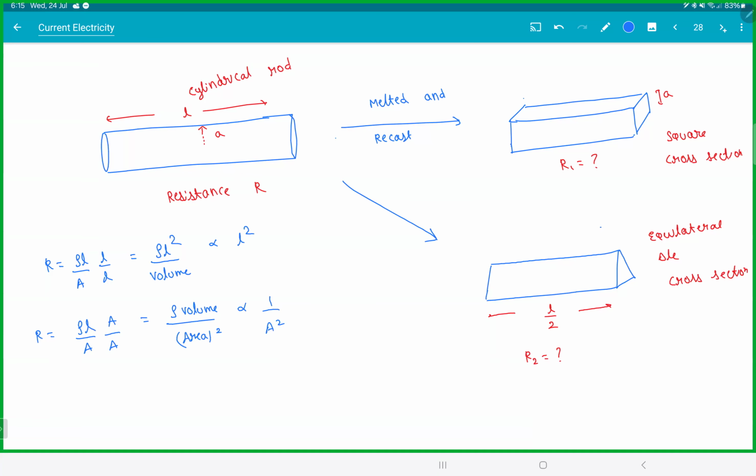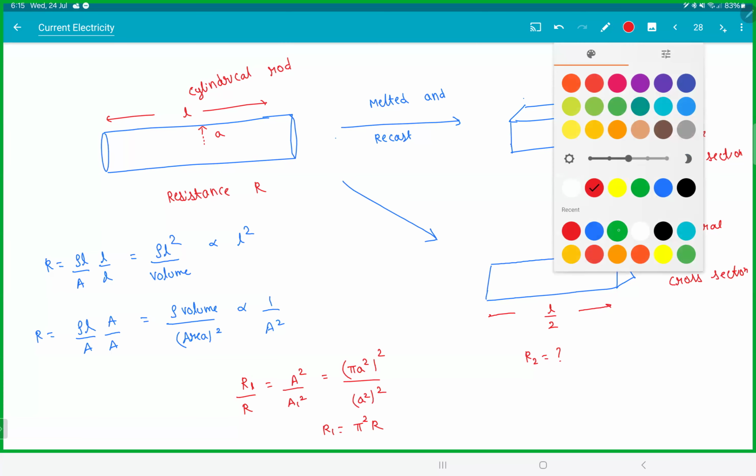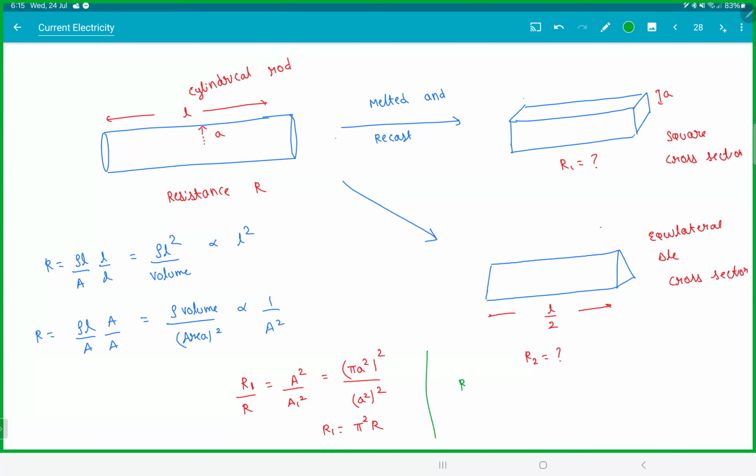In the first case, a side is given. So R1 by R, we can use the area: A1 will be A square, so this would be pi A square whole square by A square whole square. So R1 will be pi square R. For the second one, length is given. So R2 by R would be L2 square by L square. L2 is L by 2, so that is 1 by 4. So R2 is R by 4.